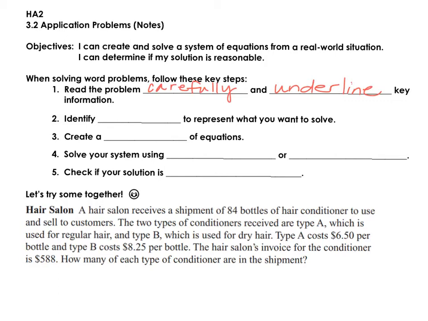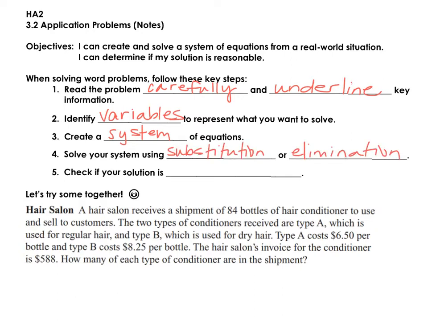The first thing you'll want to do is read the problem carefully and underline key information. That may require you reading the problem more than once. You'll want to identify variables to represent the parts you want to solve. Once you've done that, read through the given information to create a system of equations.